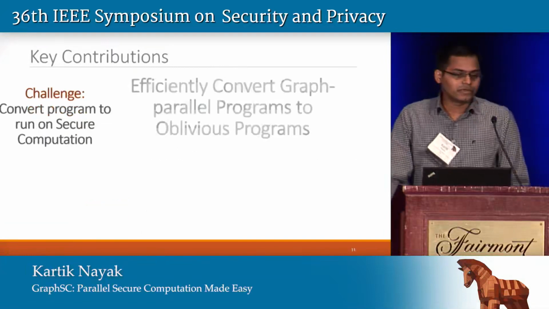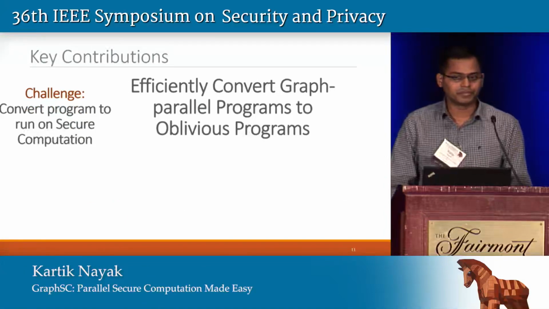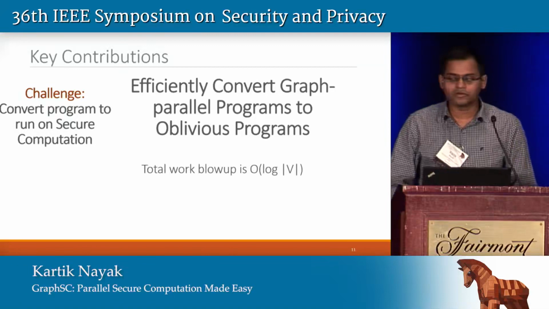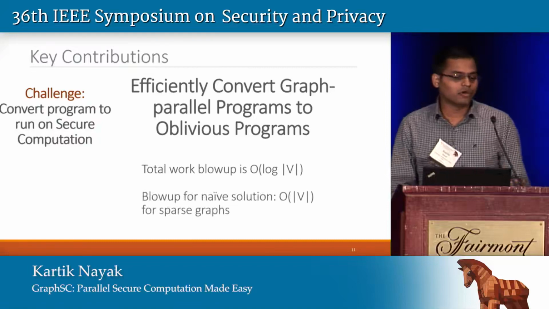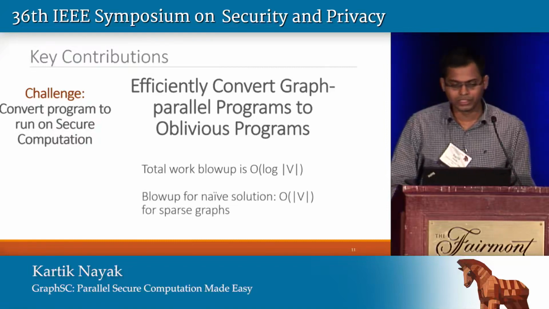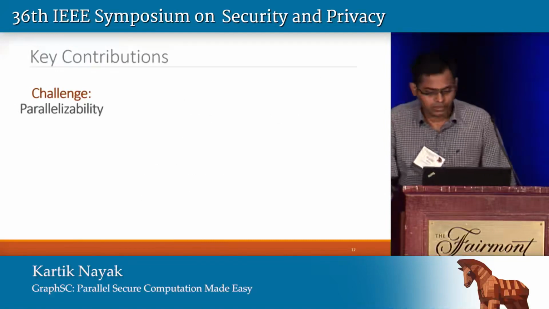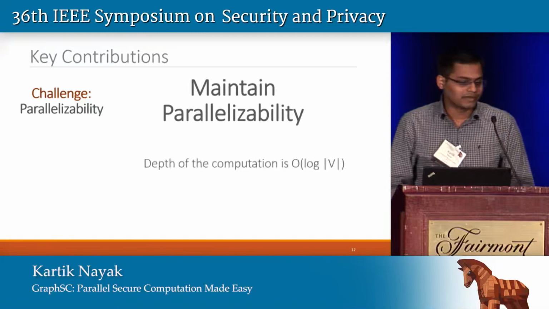Second, we convert these programs into their oblivious counterparts efficiently. And for a graph with V vertices and E edges, the total work blow-up that we have is order log V. And if you compare this with a naive solution, the blow-up would be order V for sparse graphs. Third, we do this by maintaining parallelizability. And the depth of the computation circuit is order log V.